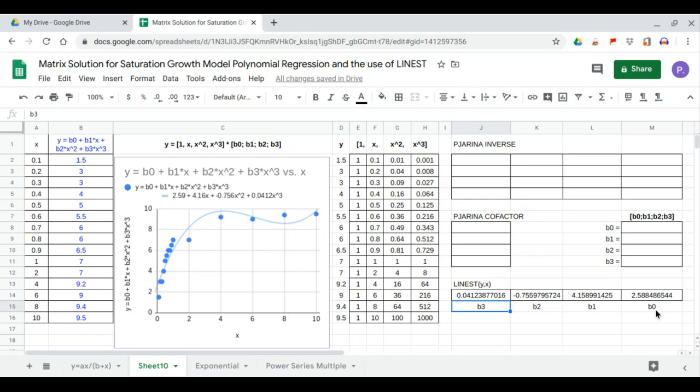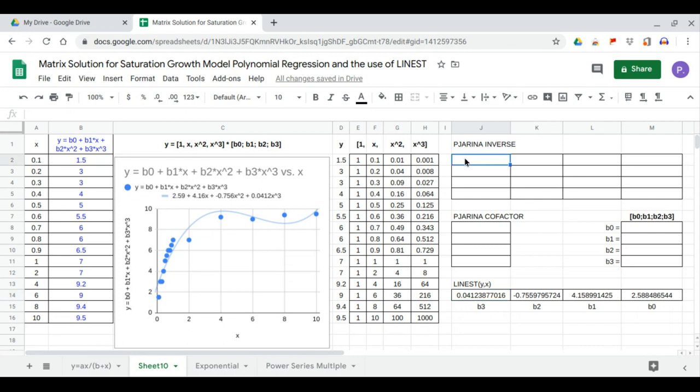Here we have B0, 2.588, which is rounded off as 2.59. B1 is 4.15899, rounded off as 4.16. And B2 is negative 0.75597, rounded off as negative 0.756. And B3 is 0.041238, rounded off as 0.0412.